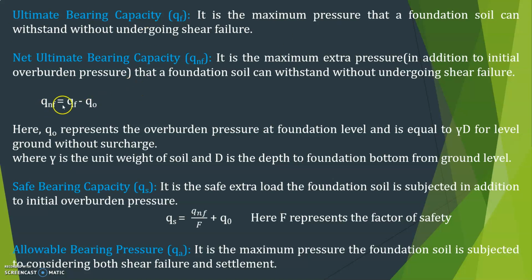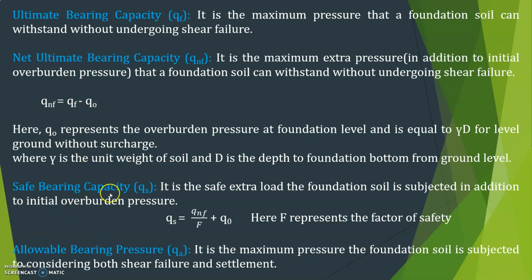It is given by Qf minus q0, where q0 represents the overburden pressure at foundation level and is equal to γD for level ground without surcharge, where γ is the unit weight of the soil and D is the depth to foundation bottom from the ground level. Okay, so this is q0. Qf is nothing but the ultimate bearing capacity.